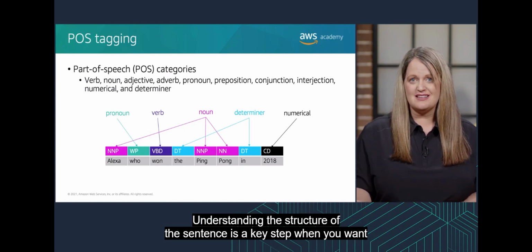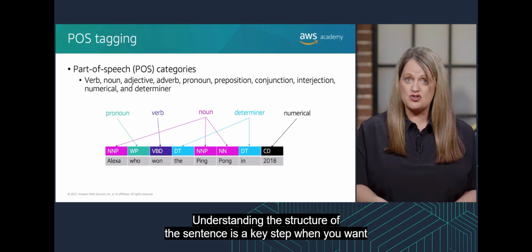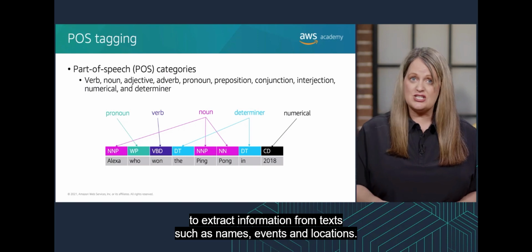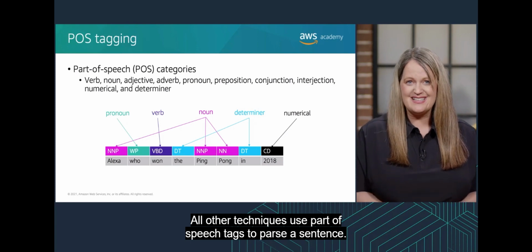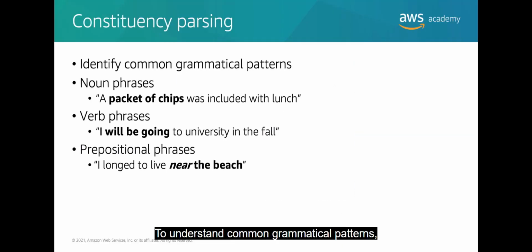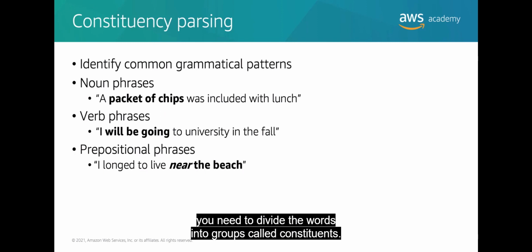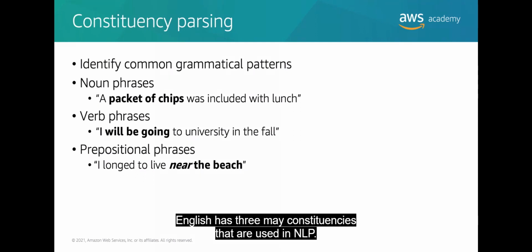Understanding the structure of the sentence is a key step when you want to extract information from text, such as names, events, and locations. All other techniques use part-of-speech tags to parse a sentence. To understand common grammatical patterns, you need to divide the words into groups called constituents. This is done based on the role of the word in a sentence. English has three main constituencies that are used in NLP.